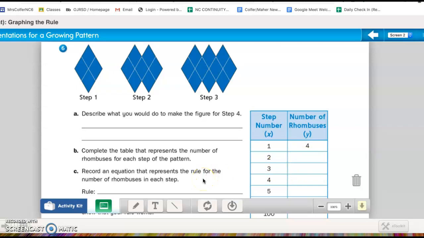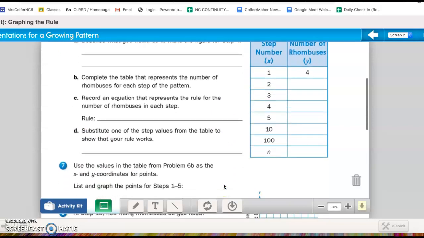C says record an equation that represents the rule for the number of rhombuses in each step. What you're going to do here after you have the number of rhombuses for step 1, 2, 3, and 4 is I want you to pay attention to what happens to our x value to get our y value. Okay, so for this first one, it looks like I add 3. But am I going to take 2 plus 3 to get the next number of rhombuses used? Okay, if addition doesn't work, you're going to think, do I need to multiply by something? Or do I need to multiply and then add something to that figure, okay, to figure out the number of rhombuses? So that's what we're going to have you try to do on your own.